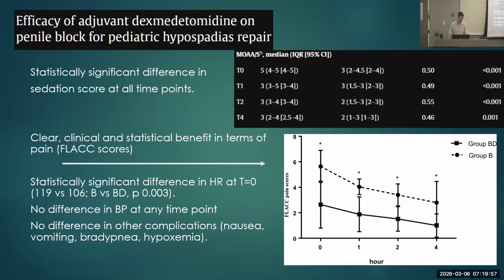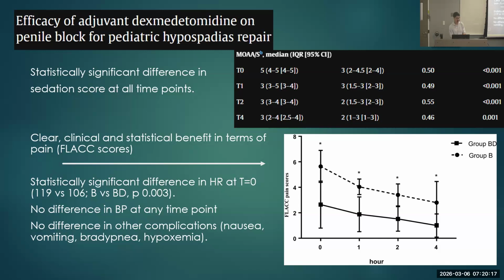More importantly, I think, there were clear clinical and statistical benefits in terms of pain. This white graph, you can see at every time point, the dexmedetomidine group was clearly better in terms of pain than the straight bupivacaine group.